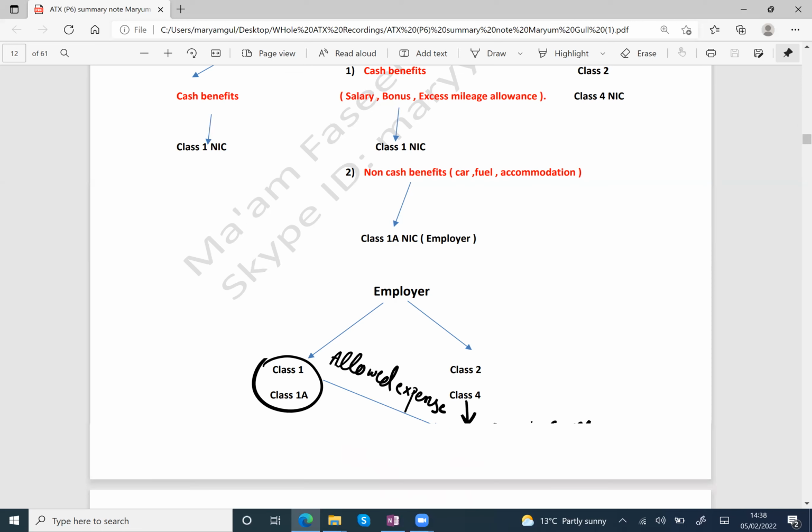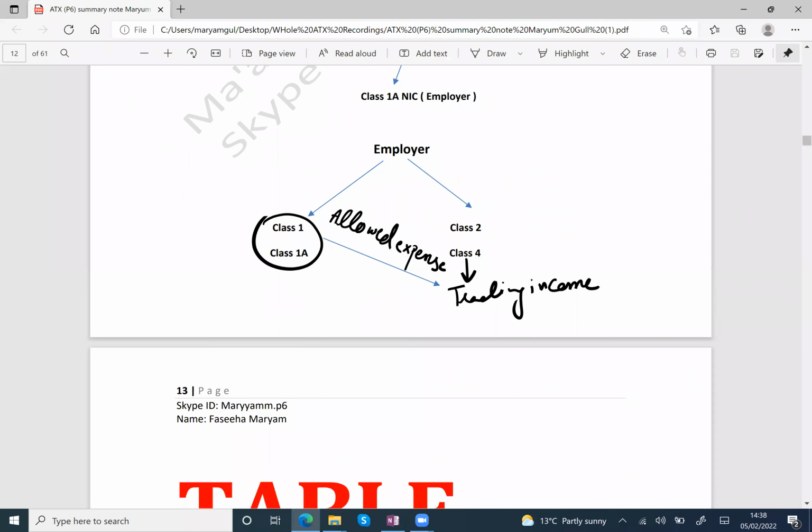Now see the second diagram. The employer, on one side, will pay class 2 and class 4 NIC on his trading income. And on the other hand, he is also paying class 1 and 1A NIC when he is paying you cash and non-cash benefits. It means the employer is paying NIC on both sides.